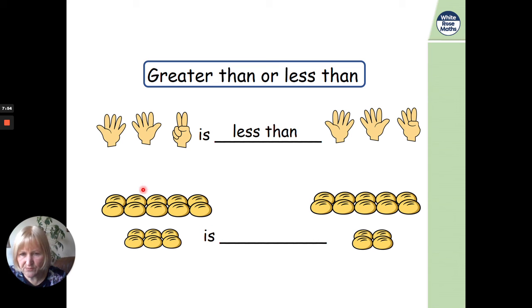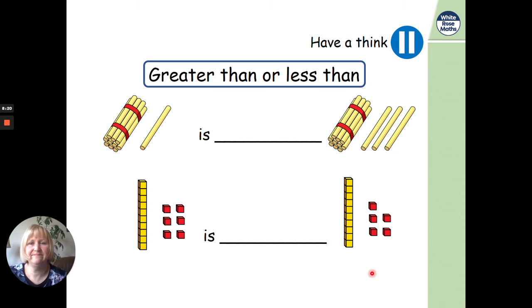Let's look at the buns. We've got a 10, 2, 4, 6, 8, 10, and 2, 4, 6, a 10 and a 6, 16. And on this side, we've got 2, 4, 6, 8, 10, and a 4, 14. This side is greater than this side, isn't it? Because 16 is greater than 14.